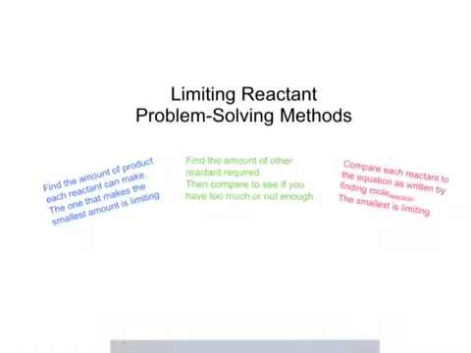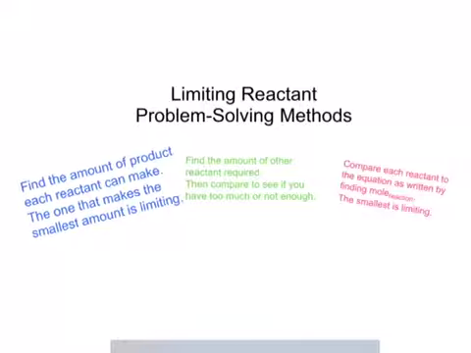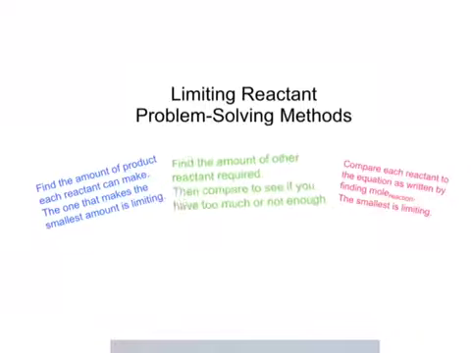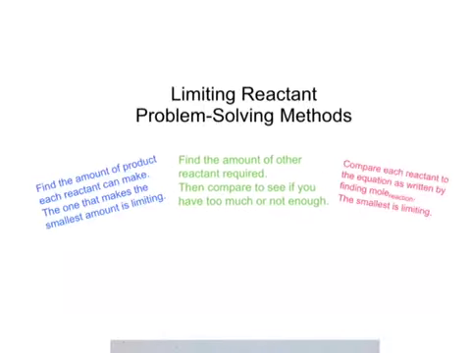This video is about limiting reactant problems and the 3 different methods we talked about for solving those. So the first method we're going to do is finding the amount of product each reactant can make, and then you compare them, and the smallest one is your limiting reactant. The second method is to pick one reactant, find out how much of the other you would need, and then comparing to see if you have too much or not enough.